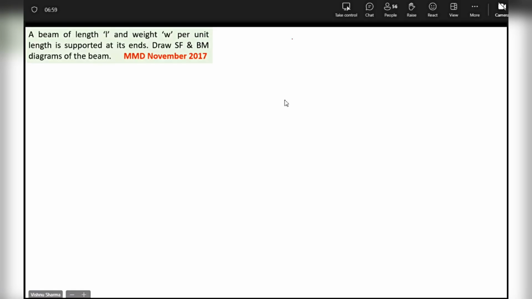So how is the beam? This is the diagram. I'll quickly take you through. If somebody has done it, you can match. This is L. It is W per unit length. So what will be the total weight of it, beta? What will be the total weight of the beam? WL. Yeah, the weight will be WL. Okay. Supported at the ends A and B.